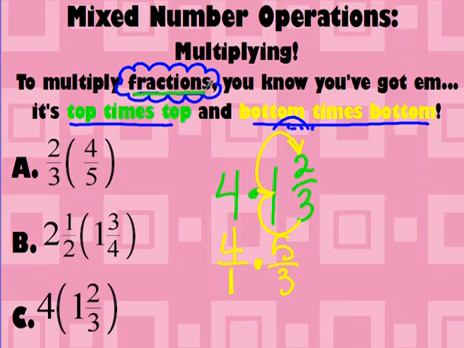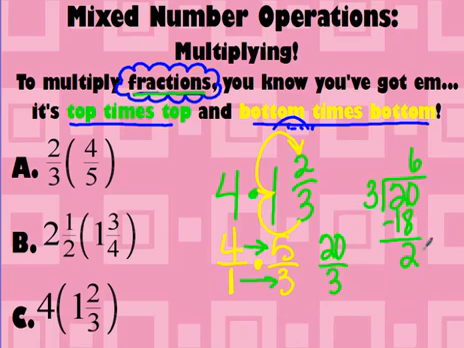So we say our rhyme: to multiply fractions, you know you've got them. It's top times top, which is 20, and bottom times bottom, which is 3. Again, we do have an improper fraction. So 20 divided by 3. 3 goes into 20 6 times. And I get 18, and there's 2 left over out of 3. So 6 2/3 would be our correct answer. All right?